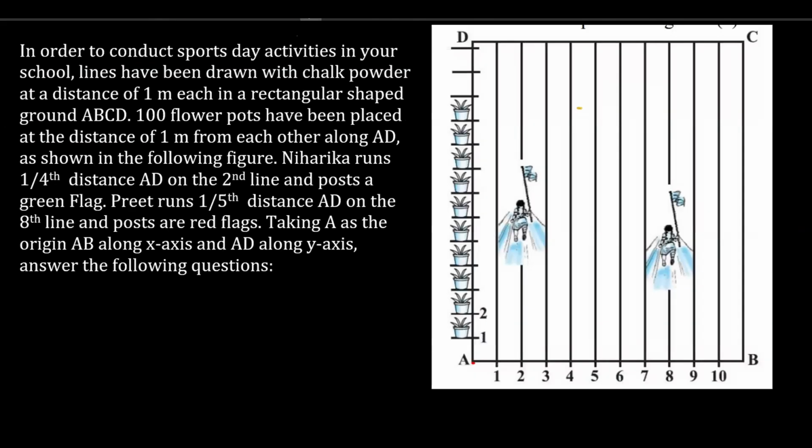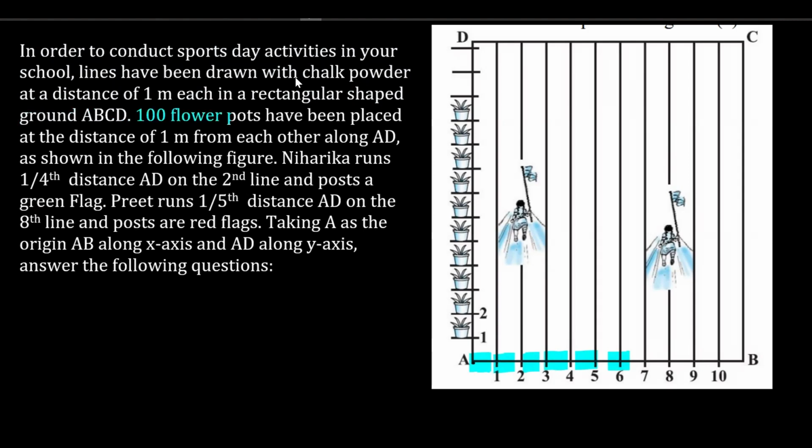We have one case-based question, and this case study question is based on coordinate geometry. So let's begin with reading what the case says. It says, in order to conduct sports activities in your school, lines have been drawn with chalk powder at a distance of 1 meter each in a rectangular shaped ground. So these lines are separated by 1 meter each. So here one unit is 1 meter.